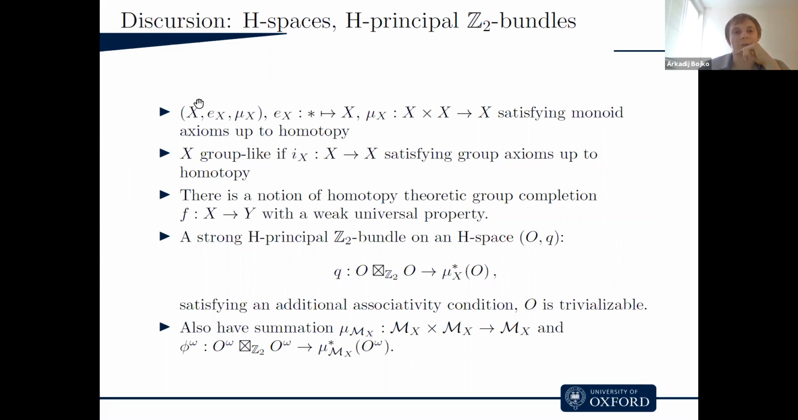So if you have a topological space, and so if you have this triple of a topological space X, a map from a point to X, and a summation map from X cross X into X, if these satisfy the monoid axioms up to homotopy, these are called H-spaces.